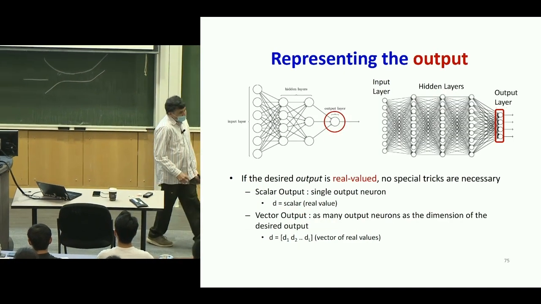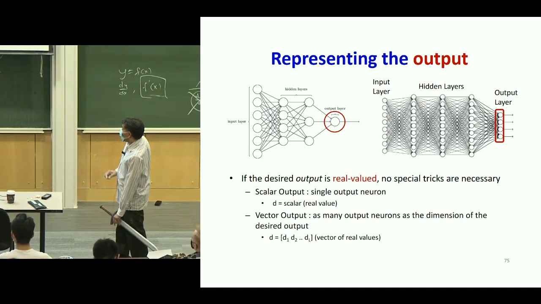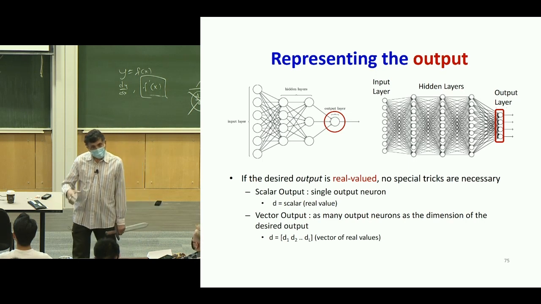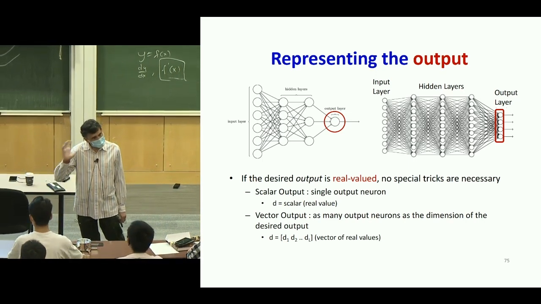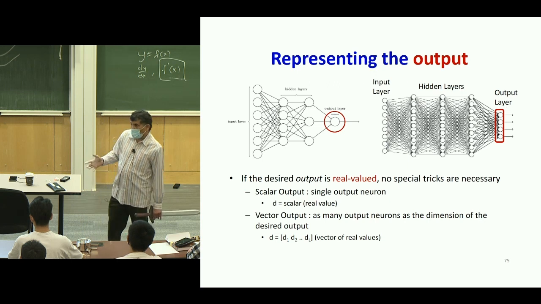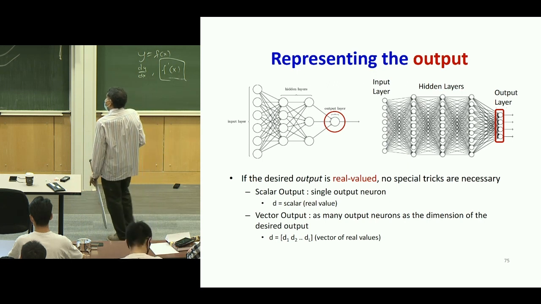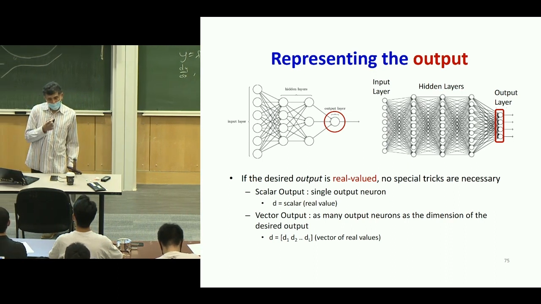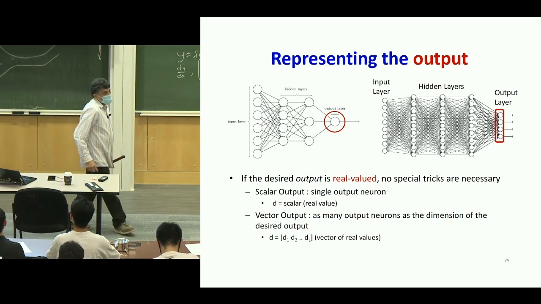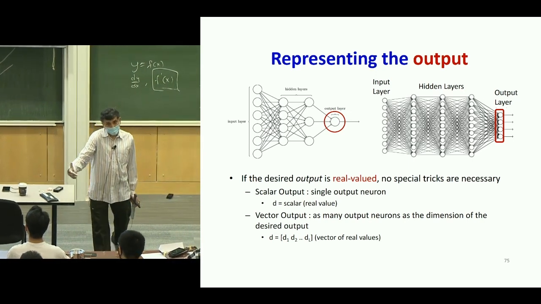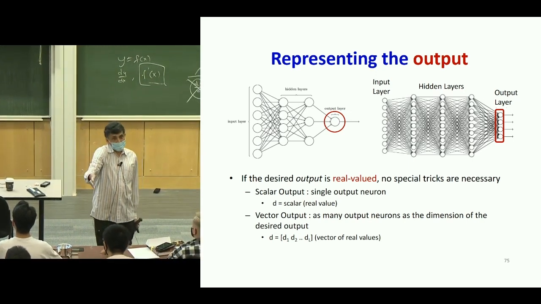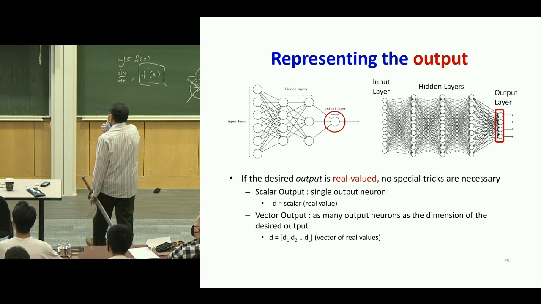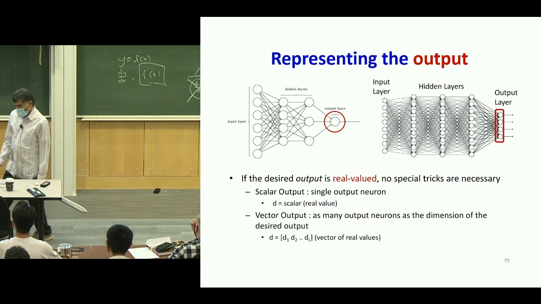Representing the output is slightly trickier. If I'm just performing a regression task where I'm computing real valued outputs, then it's easy. The output is the number that you want to compute. So the desired output is going to be a real valued number, and your network is also going to have just one output. Or if you're trying to predict real valued vectors, then the desired output is going to be a vector of numbers, and the network is going to have as many outputs as you have desired outputs. So that works.